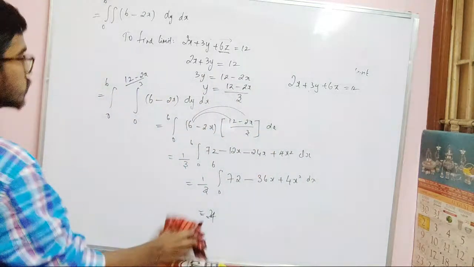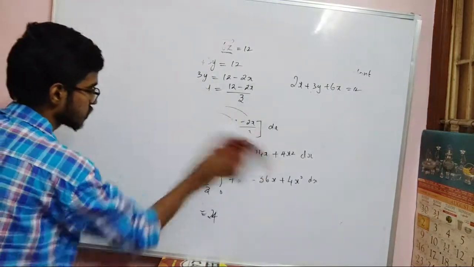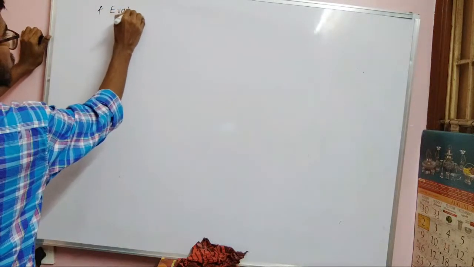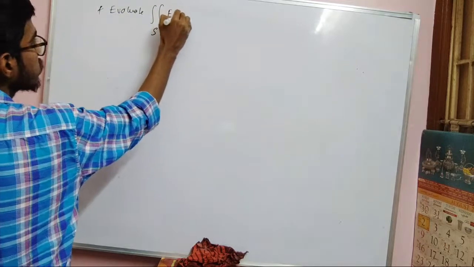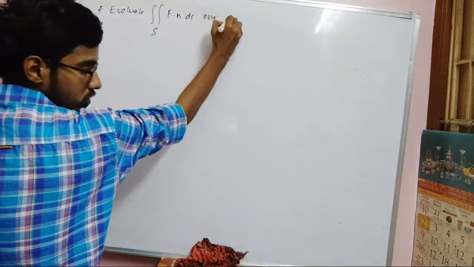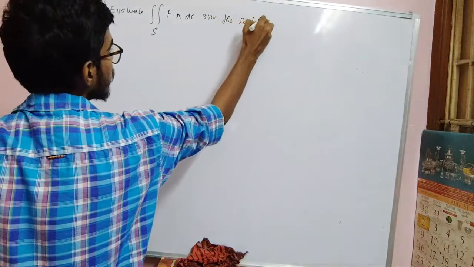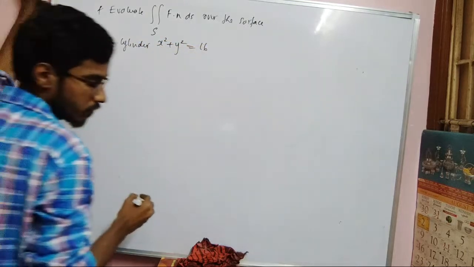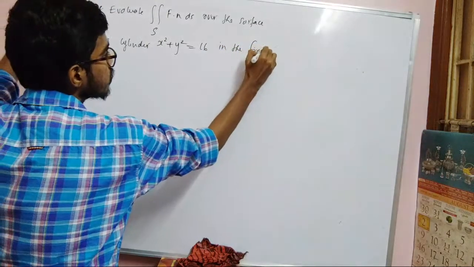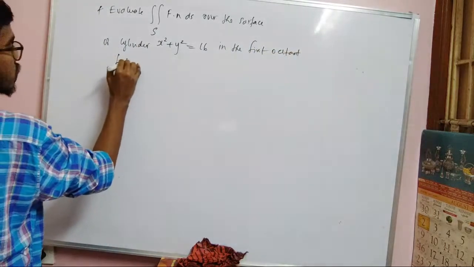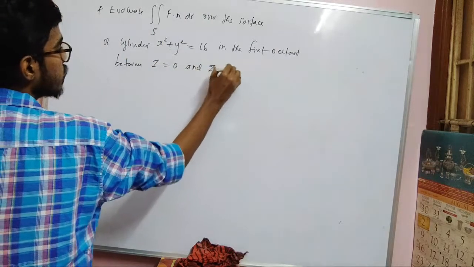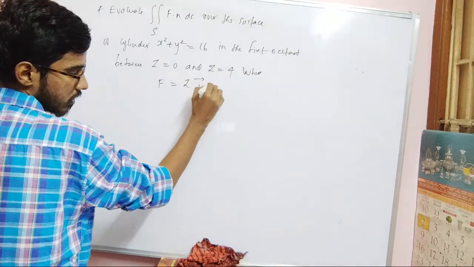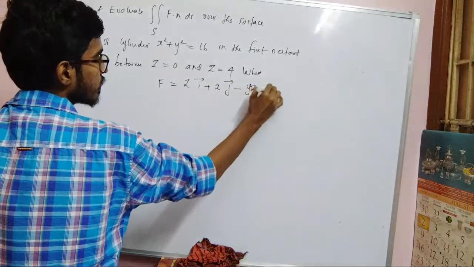So once I will give us an exercise. Evaluate the double integral over S of F dot n dS, where S is the surface of the cylinder x square plus y square is equal to 16 in the first octant between z is equal to 0 and z is equal to 4, where F is equal to z i vector plus x j vector minus y z k vector.